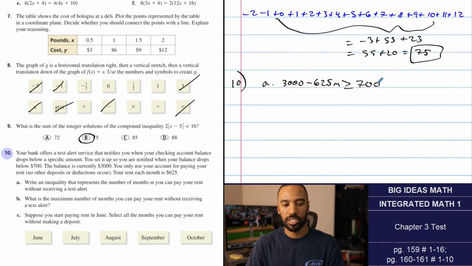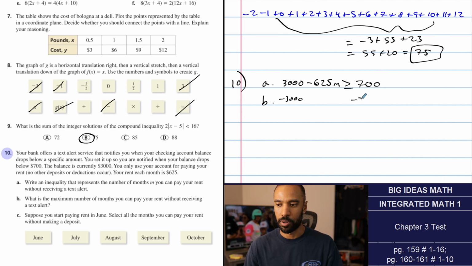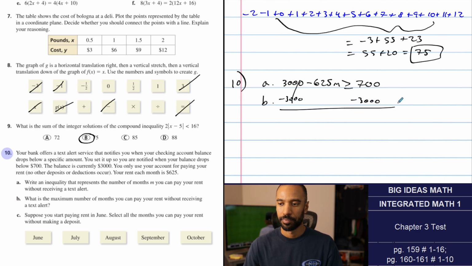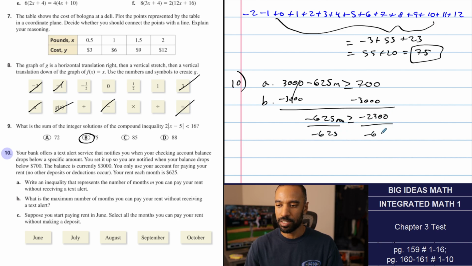Part B, what's the maximum number of months you can pay your rent without receiving a text alert? So in terms of solving this here, I'm going to keep this on this side. I'll subtract 3,000 from both sides. And we'll have negative 625M is greater than or equal to negative 2,300. We'll divide both sides by negative 625. Is that an even amount exactly? This is 1250 doubled. No, I don't think that's an exact amount.